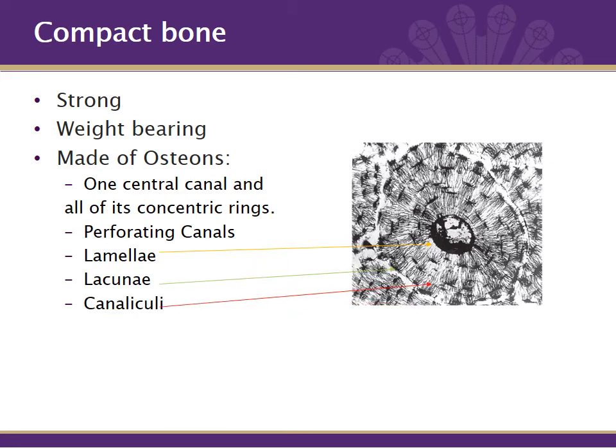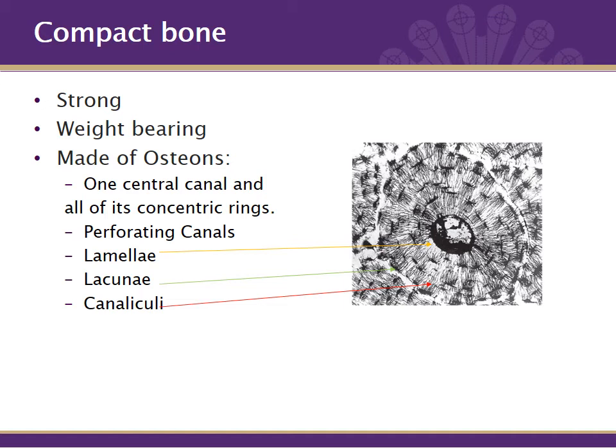As previously mentioned, bone is made of 2 types of tissue. The first type is called compact bone. It is strong for weight bearing and formed by combining osteons. An osteon is one central canal and its concentric rings. The osteons are what give bone tissue that tree ring appearance.